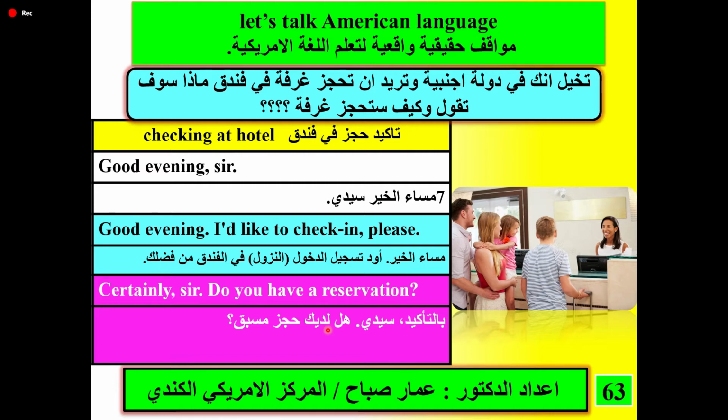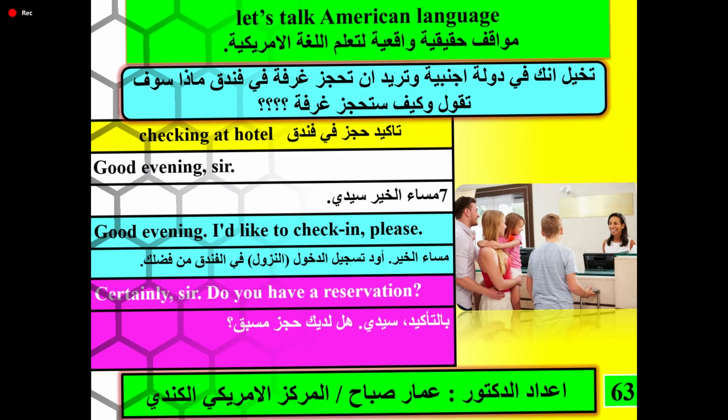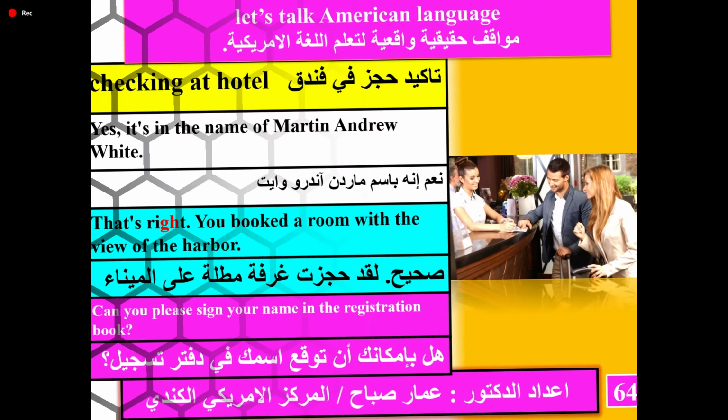Okay, we can say, "Do you have a reservation?" هل لديك حجز? Or, "Have you made a reservation?" Okay, that is right, that is correct. Instead of "you booked a room," we can say "you reserved a room." Clear? واضح?